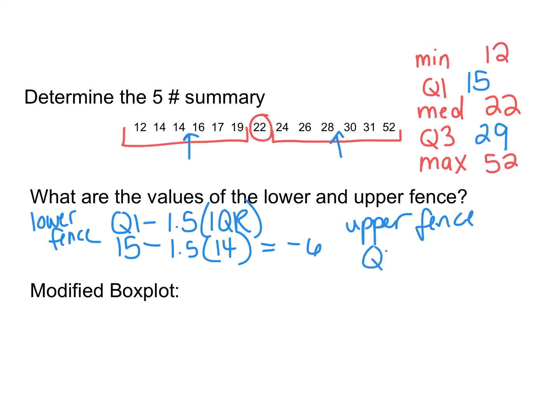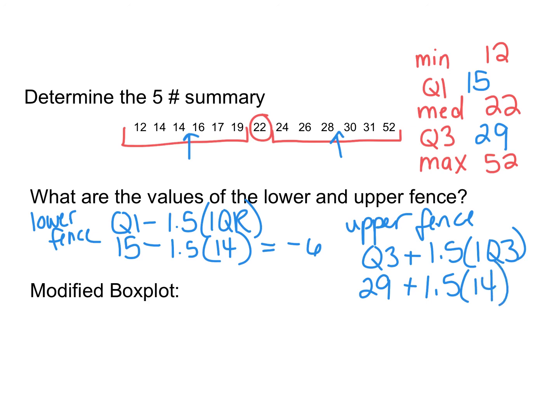My upper fence would be quartile 3 plus 1.5 times the IQR. So this time it's going to be 29 plus 1.5 times 14, which gives me 50. So that means any value larger than 50 or smaller than -6 would be an outlier. Now frequently when we're dealing with real life data, having a negative value may not make sense, so sometimes we just ignore the lower fence if it's too small.